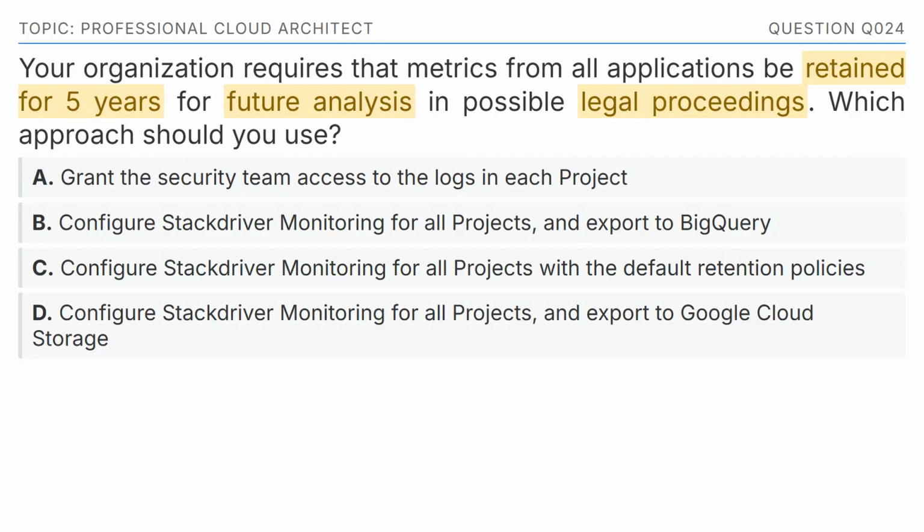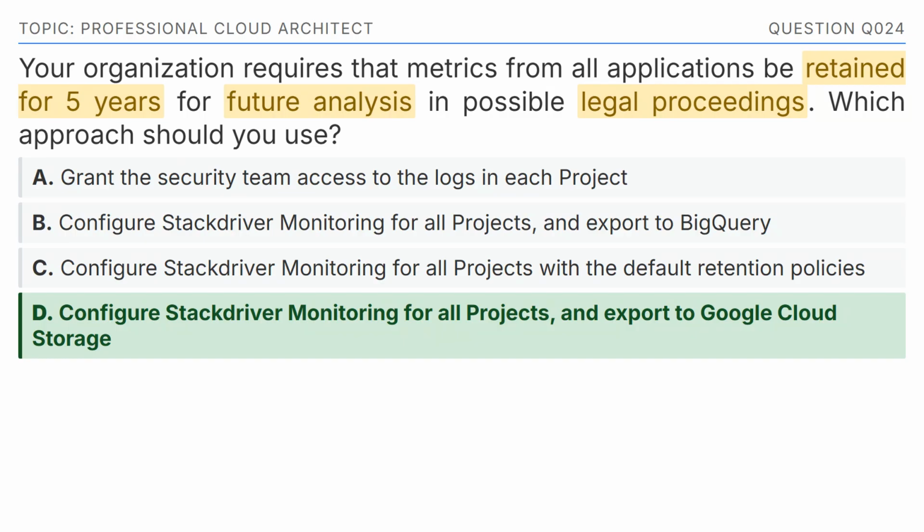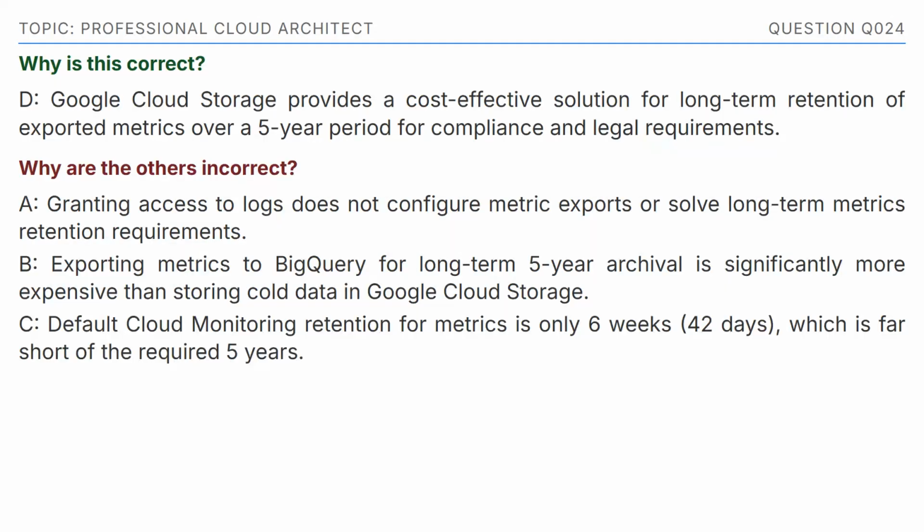To arrive at the correct answer, we focus on the keywords: retained for 5 years, future analysis, legal proceedings. The correct answer is option D, configure Stackdriver monitoring for all projects and export to Google Cloud Storage. Why is this correct? D. Google Cloud Storage provides a cost-effective solution for long-term retention of exported metrics over a 5-year period for compliance and legal requirements. Why are the others incorrect?